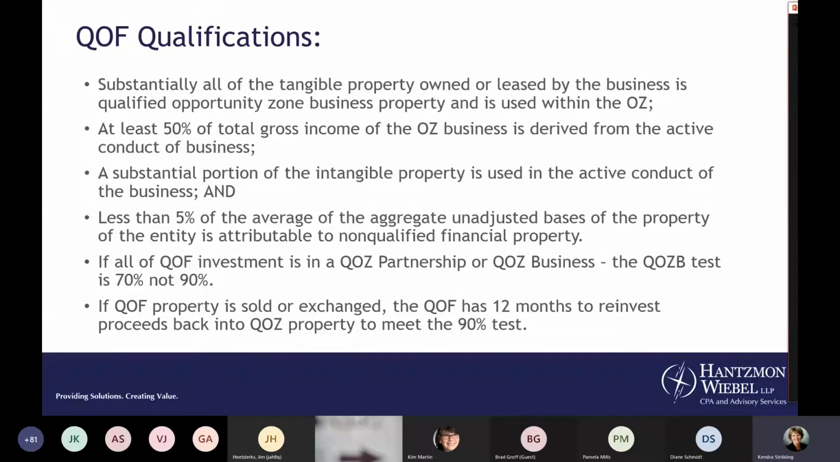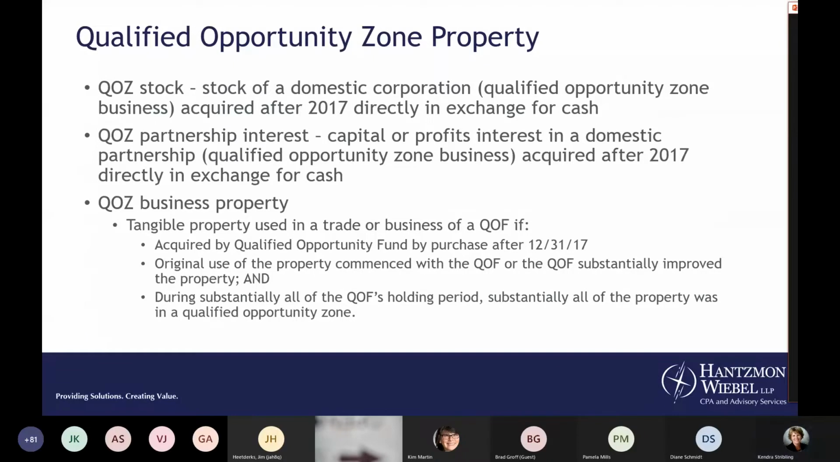If the QOF property is sold or exchanged, the QOF has 12 months to reinvest proceeds back into QOZ property to meet the 90% test. Qualified Opportunity Zone property can be stock of a domestic corporation or a partnership interest acquired after 2017, directly in exchange for cash that operates a Qualified Opportunity Zone business.